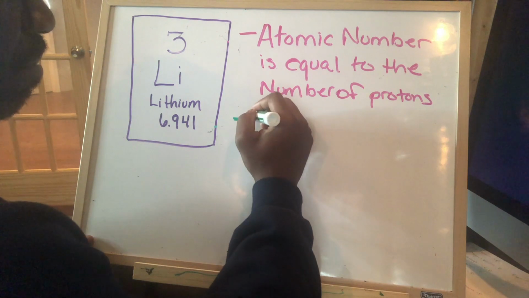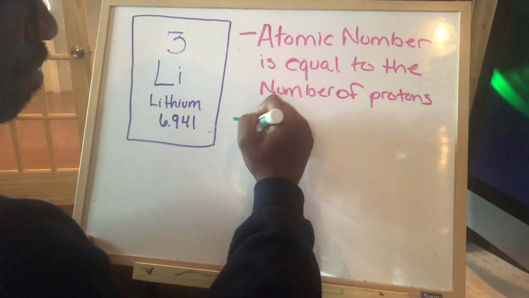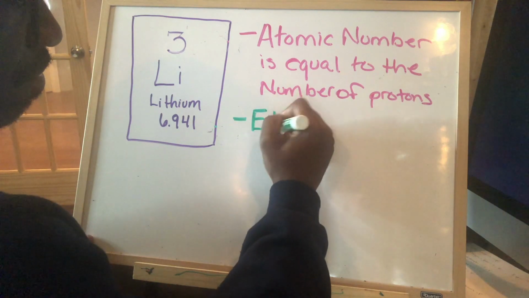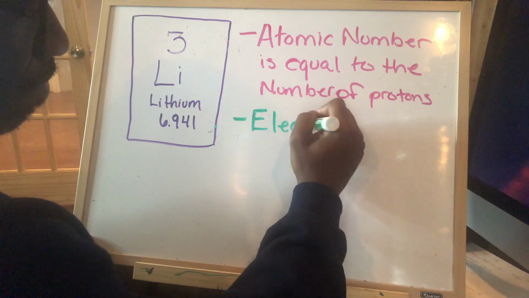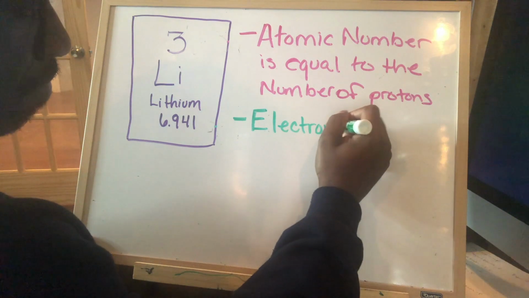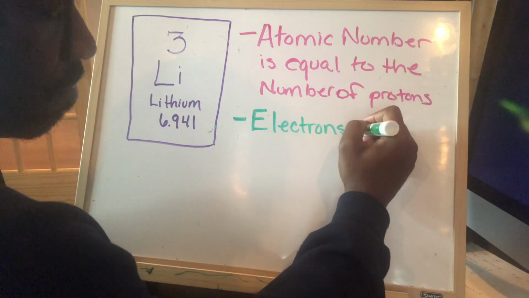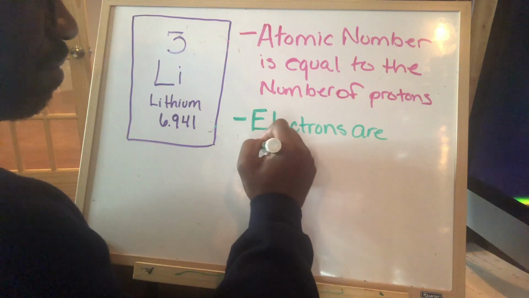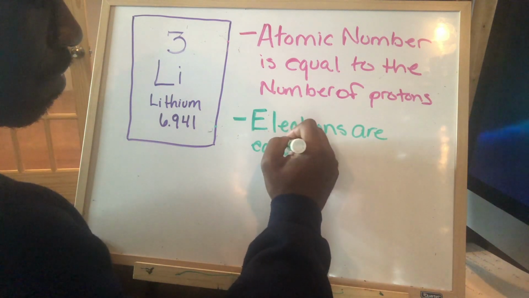The second point that you'll have to remember when trying to find the number of protons, electrons, and neutrons in a given atom using the periodic table is that the number of electrons is going to be equal to the number of protons in a neutral atom. There are other types of atoms in which this is not the case, but we'll discuss that in a later video.